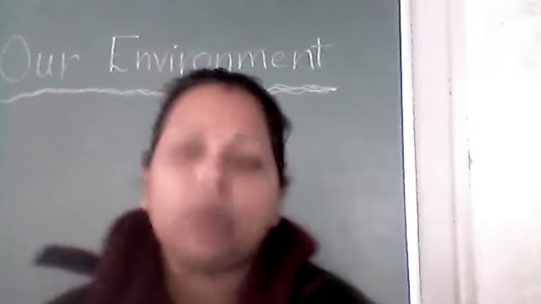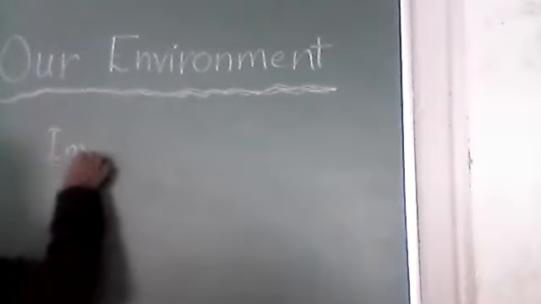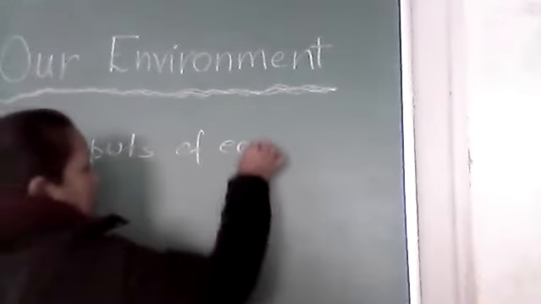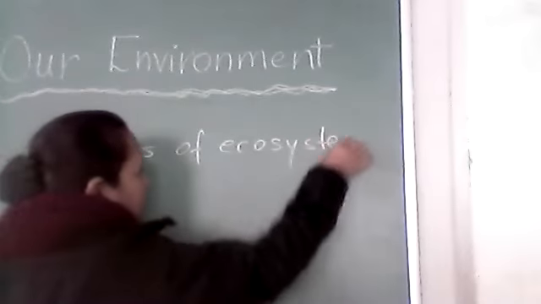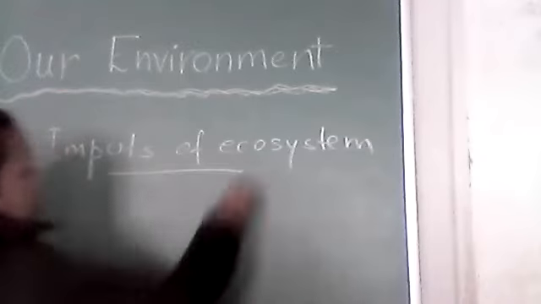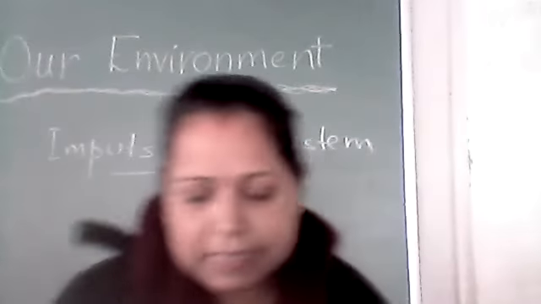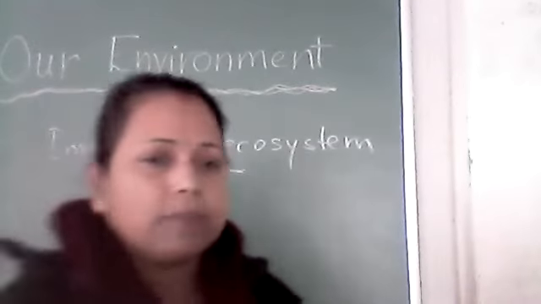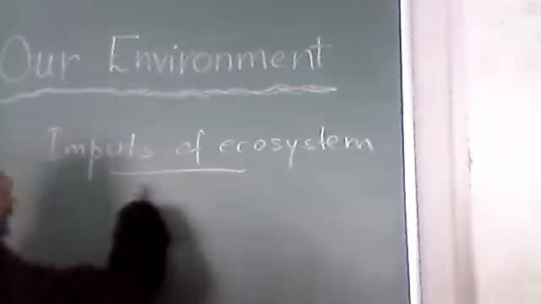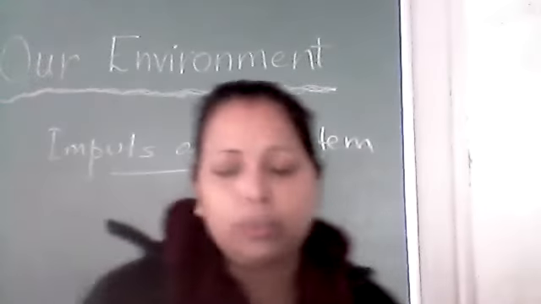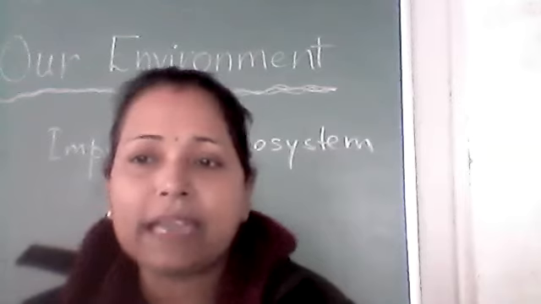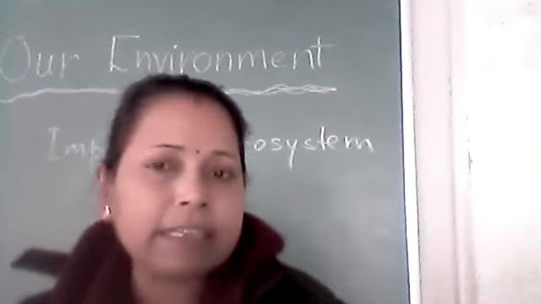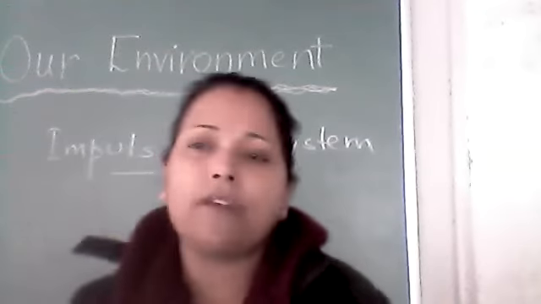Then when we talk about inputs of ecosystem, ecosystem में input क्या है, ठीक है? Matter and energy are two fundamental inputs of the ecosystem. हमारे ecosystem के inputs की बात करें तो दो चीजें input में आती हैं, एक है matter और दूसरा है energy, ठीक है? Matter and energy are two fundamental inputs of our ecosystem.